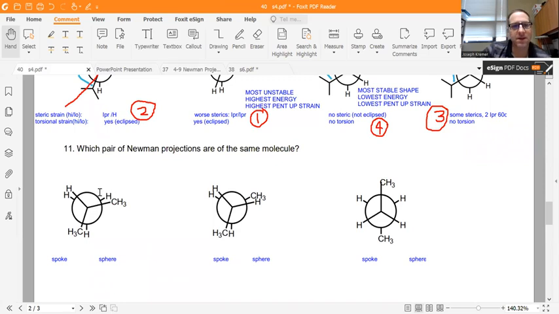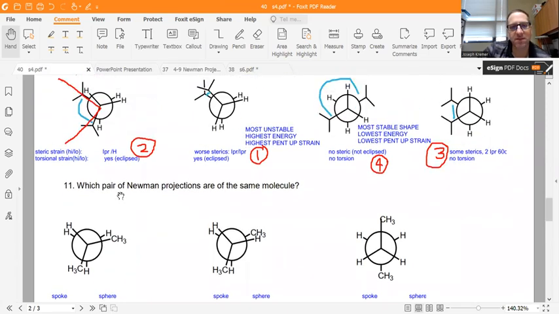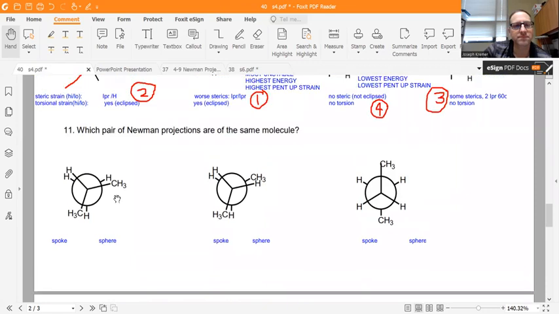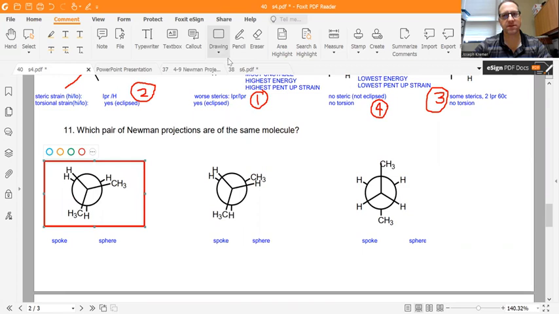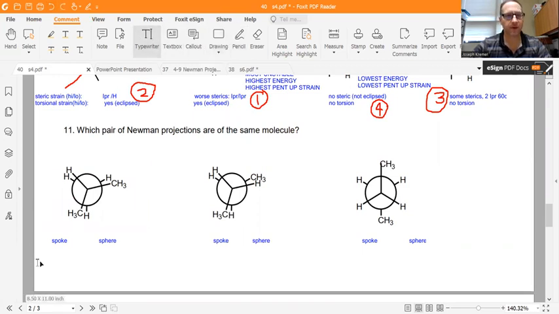And the last bit of this will be: which pair of Newman projections are the same molecule? Well, this is a different type of question. We're looking for molecular identities. So let's list the groups on the spoke. Take a look at the group on the left. Okay, we're looking at this now. So let's just make a list of groups on the spoke and groups on the sphere, shall we? On the spoke, we have, look carefully, CH3, CH3, H.